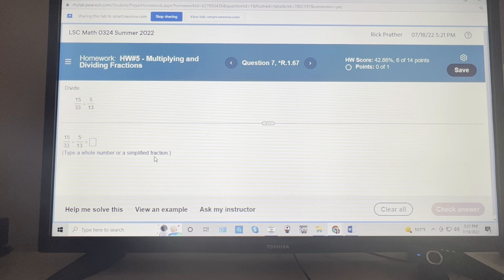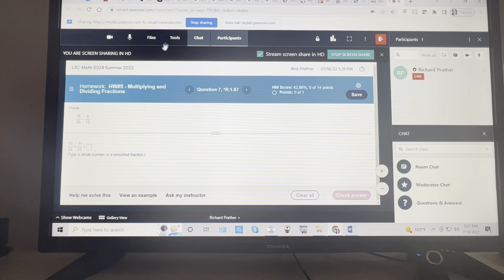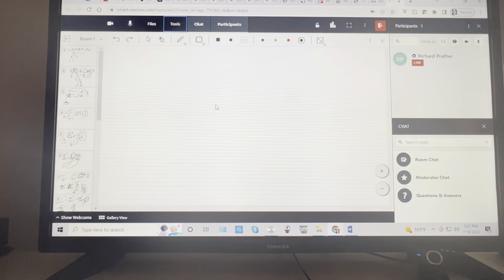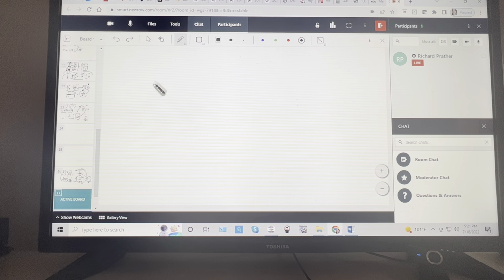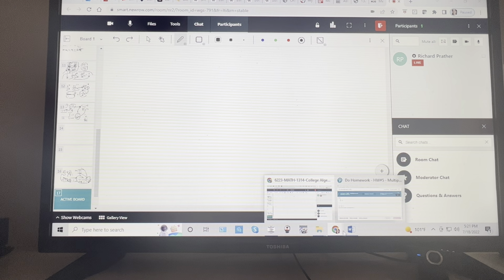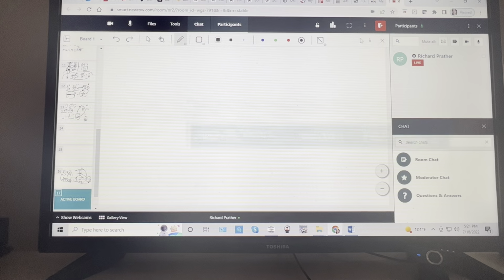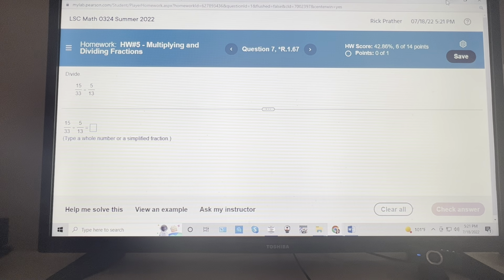Okay, so now we're in the other half of this assignment: how do you divide fractions? It's one step first, and then it's the same as all the others. So we have 15 over 33 divided by 5 over 13.